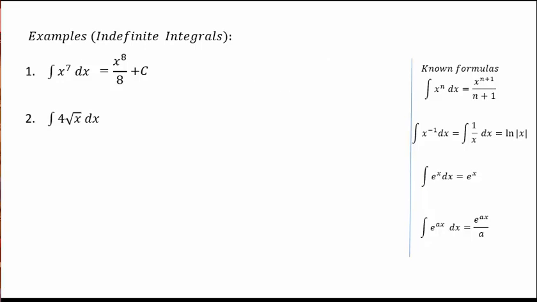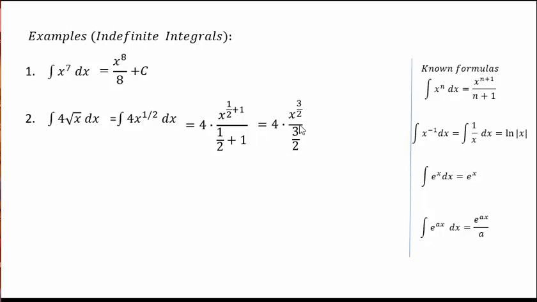A second example is the integral of 4 times the square root of x dx. And the key here is to simplify the power and write it as x to the 1 over 2. Now we can simply apply the power rule, and here n equals 1/2. So we factor out the 4, which is a constant, and we add 1 to the power and divide it by 1 over 2 plus 1.